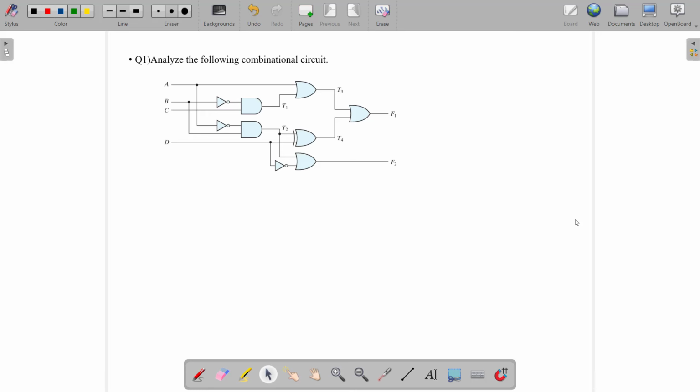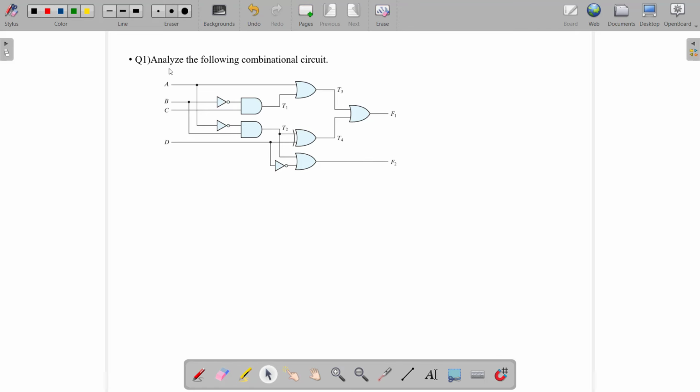Okay, my friends, in this video I want to have a review and solve some examples related to the combinational circuits and sequential circuit, counters, registers, and also memory. So as a first example, in this question, I want to analyze the combinational circuit that you can see here.